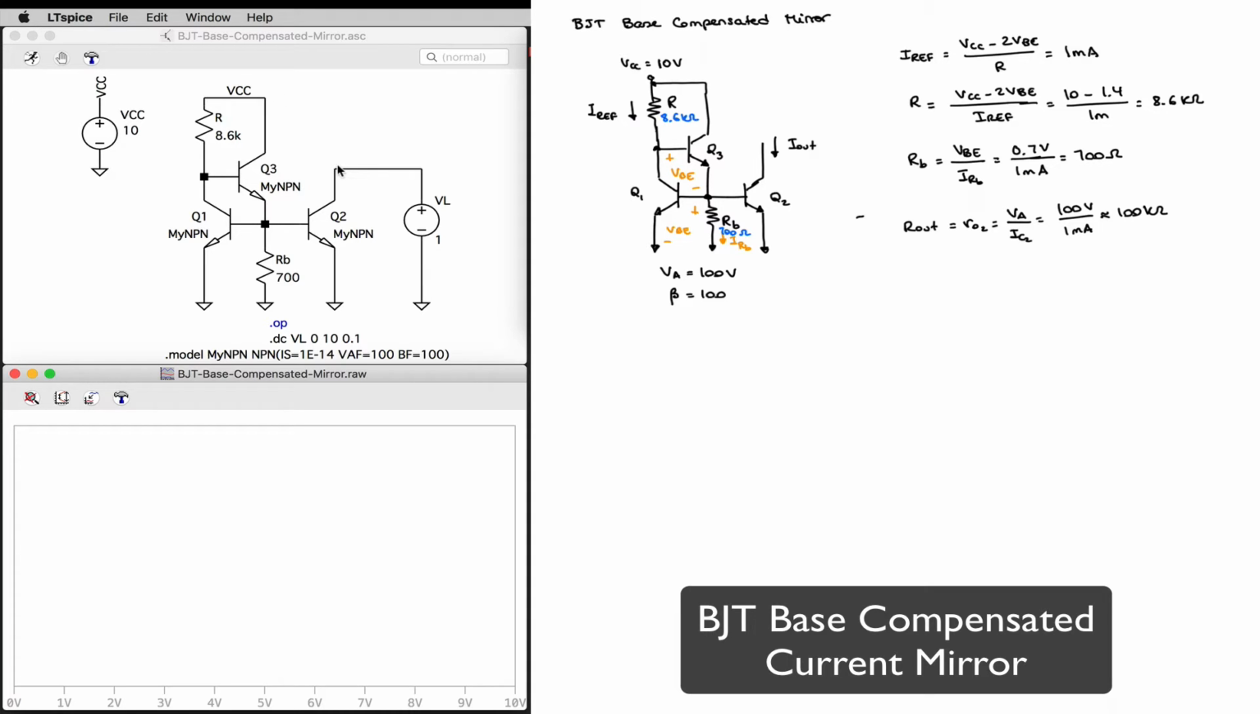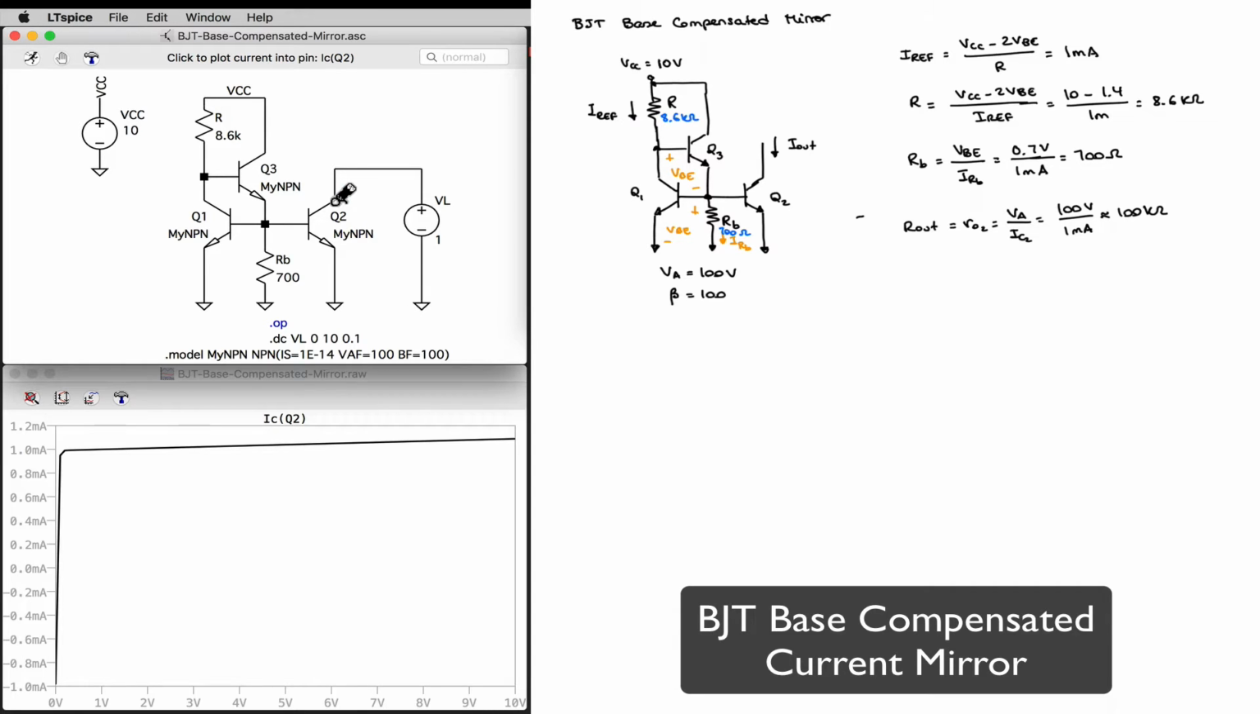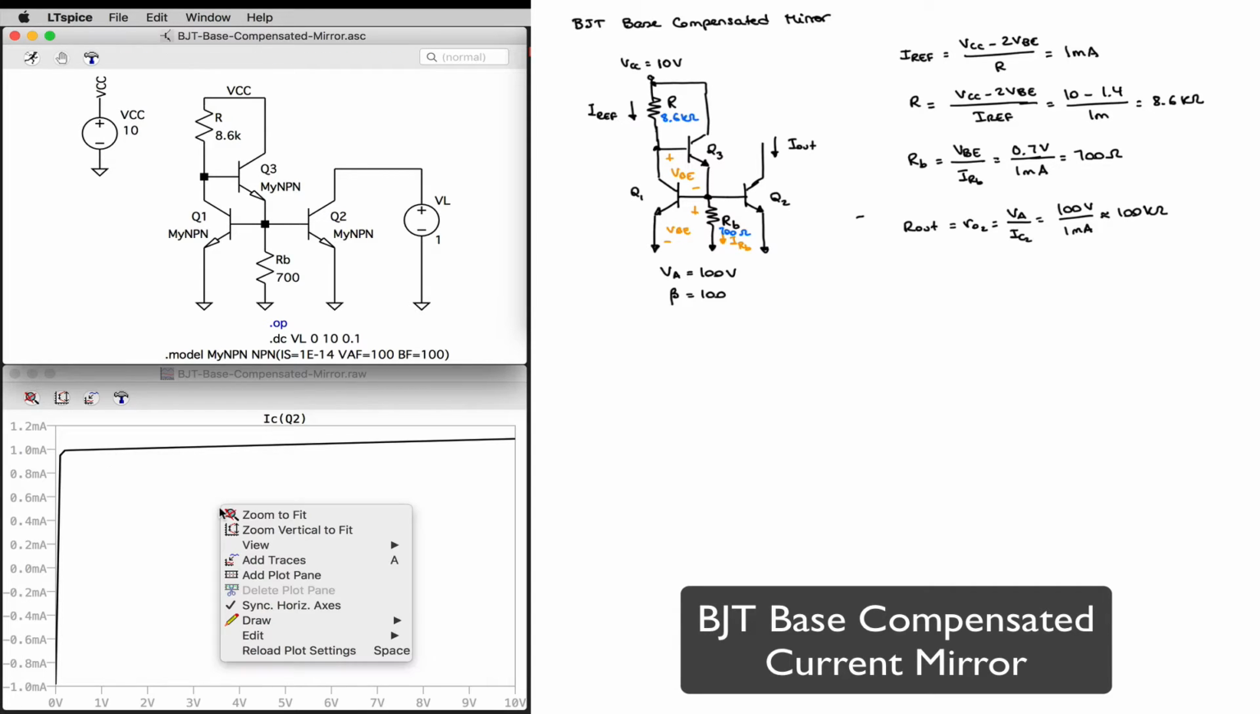I'm expecting also my compliance range to be similar to that of the basic mirror, because I still have only one transistor at the output that I need to keep out of saturation, that's Q2, and so this voltage should be able to be dropped all the way down to 1 saturation voltage. Let's take a look. And I can see my 1 milliamp there.